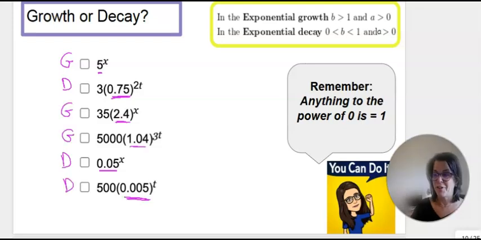All right, how'd you do? Notice, bigger than 1, growth. Bigger than 1, growth. This number is smaller than 1, decay. And this number is smaller than 1, so it's also decay.